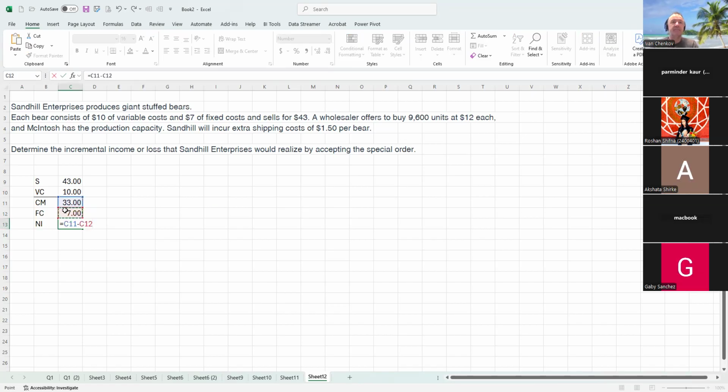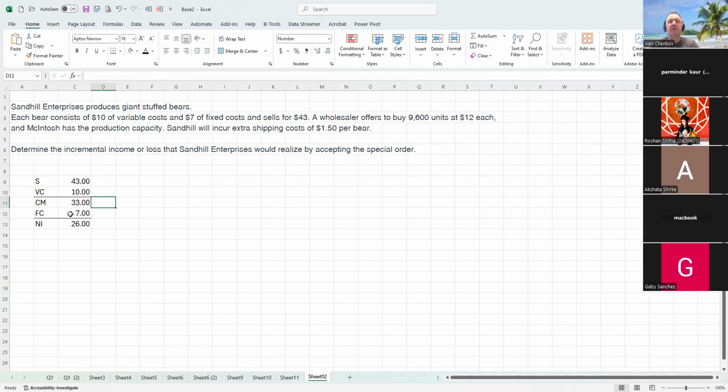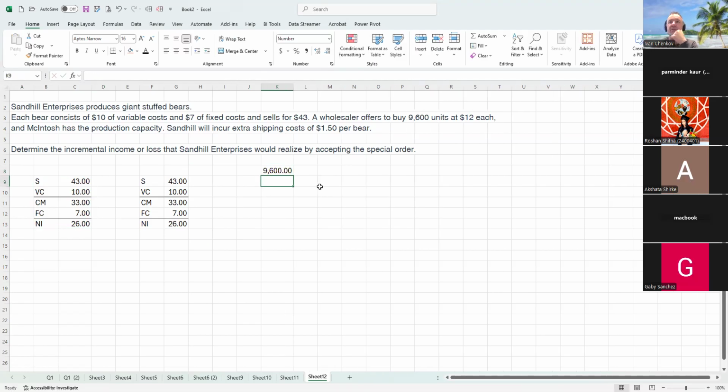That's very hard to tell, because the fixed cost usually is in total. Per unit is not there. Anyway, this wholesaler comes and asks, can you produce this? How many does he want to buy? He wants to buy 9,600. How much does he pay? $12. So where's my contribution margin here? $2.